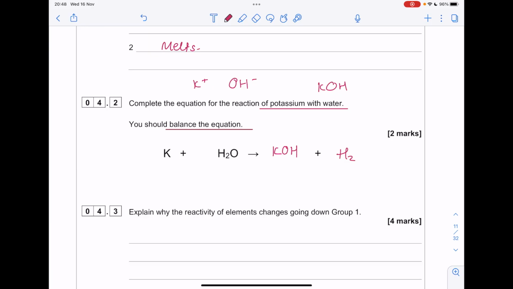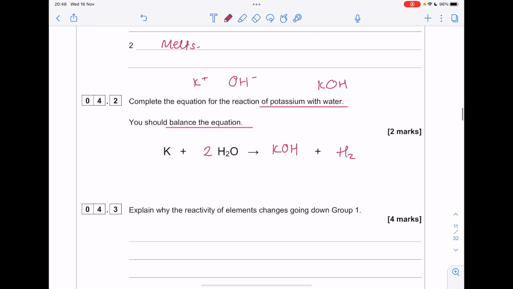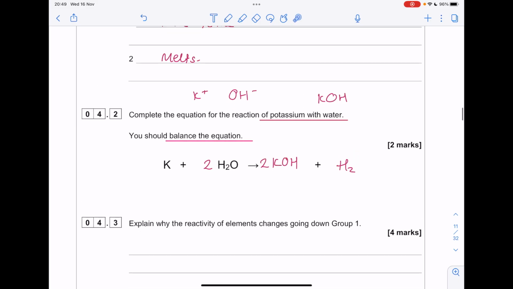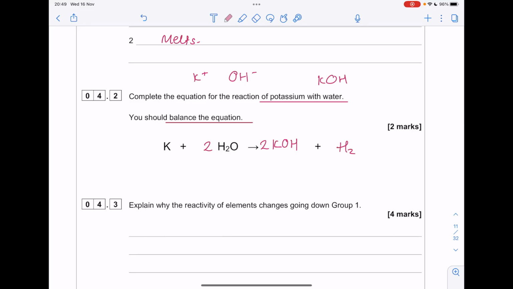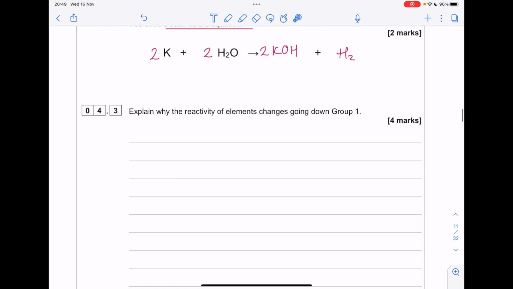Now check for balancing. At the moment, we've got too many hydrogens on the right-hand side, so we need to add a 2 here, which means we now have 2 oxygens, but only 1 oxygen there. So add a 2. We now have 2 potassiums, so add a 2. Now let's double check. 2 potassiums on the left-hand side, 2 on the right. 4 hydrogens on the left-hand side, 2 hydrogens plus 2, so that's 4 hydrogens on the right-hand side. 2 oxygens, 2 oxygens. And now I've got my 2 marks.